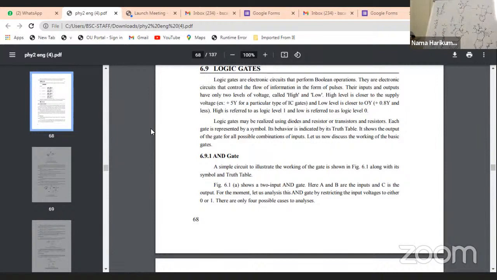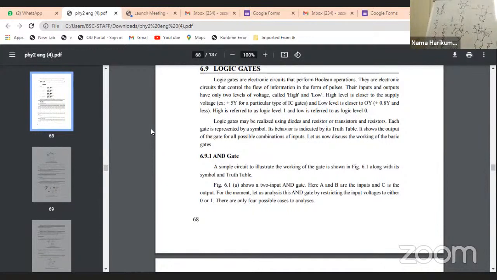Today we have discussed logic gates. In logic gate systems, we have three primary gates: the AND gate, OR gate, and NOT gate. Right.